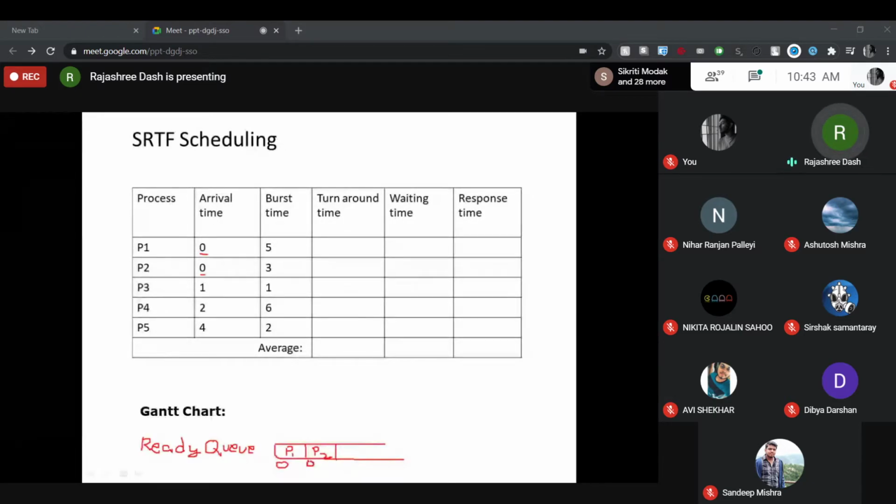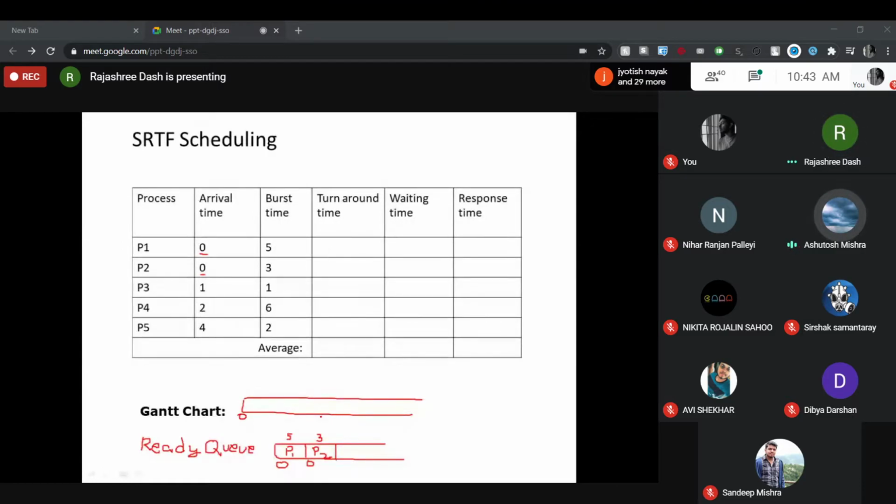Now the CPU burst time for P1 is 5, for P2 is 3. So the scheduler will select which process for execution first. At time 0, there are two processes in the ready queue. One is P1, another one is P2. So which one will be allocated to the CPU first?